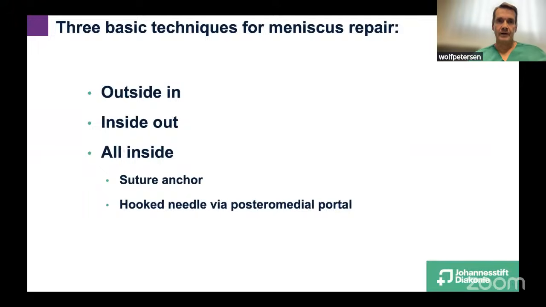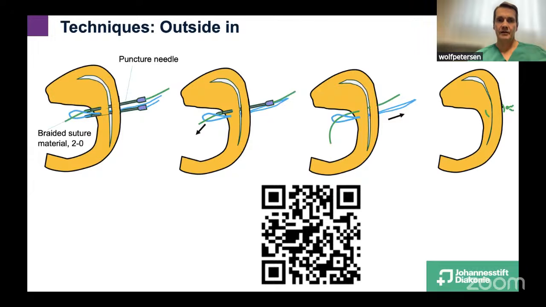When we talk about repair techniques for the normal meniscus tear, we differentiate so-called outside-in techniques, inside-out, and all-inside techniques. The all-inside techniques can be divided further into suture anchor techniques and an all-inside repair with a hooked needle via the posterior middle portal, but I will come to that technique later on. I start with the classic technique. In my hands, this is the outside-in technique. It's a very easy technique.